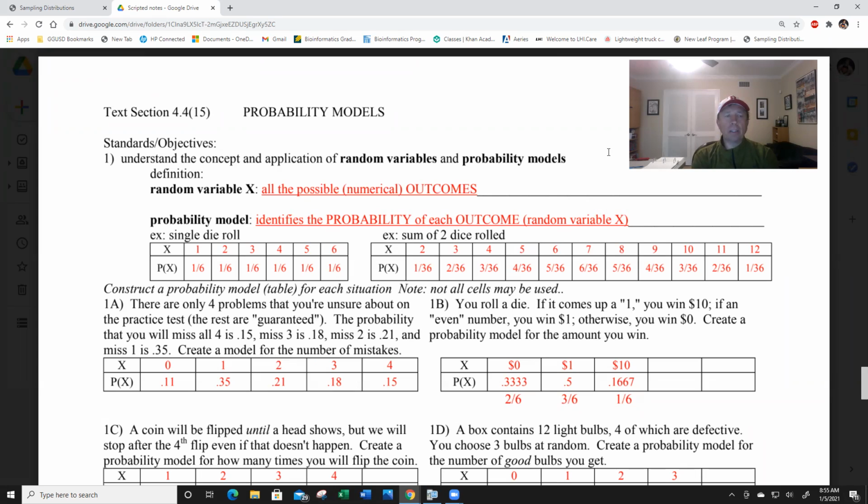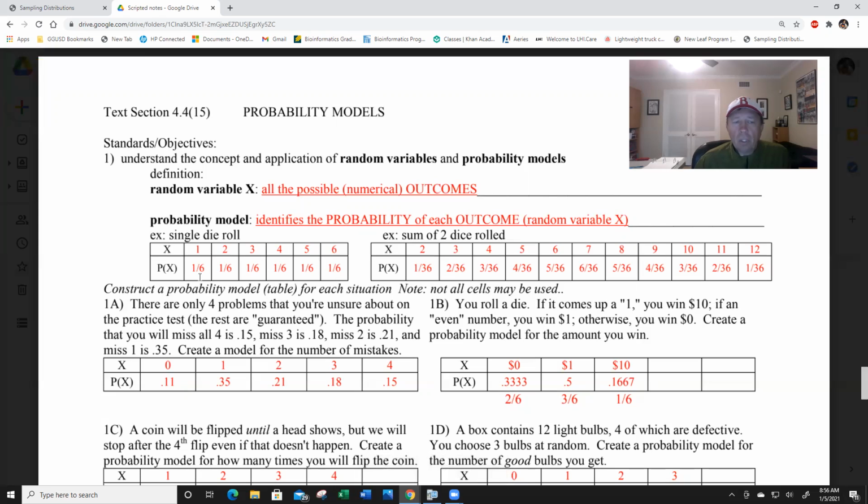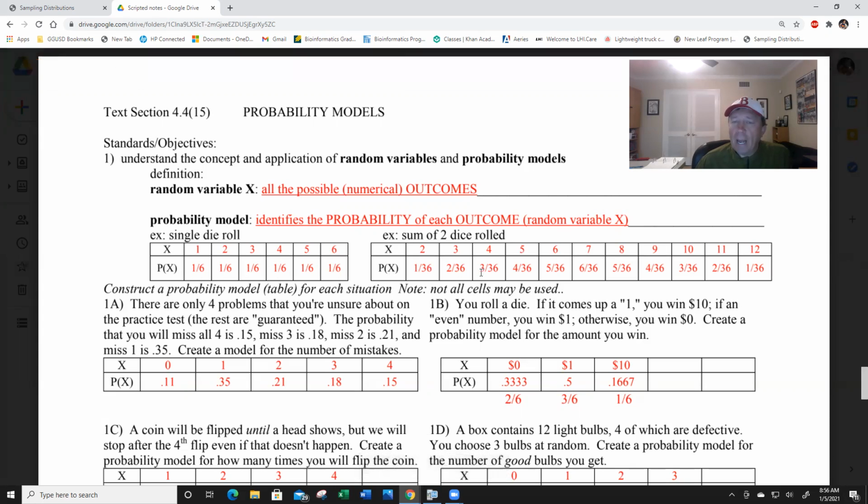So the first thing is we got the definition of a random variable. A random variable is just simply lists all the possible outcomes. And then the probability model identifies the probability of each outcome. And the examples will speak for themselves. So examples, a single roll of a die. You got a 1 through a 6. Notice that 1/6 is the probability of each one. So I've listed them all. And this will add to 1, by the way. All the probabilities have to add to 1.